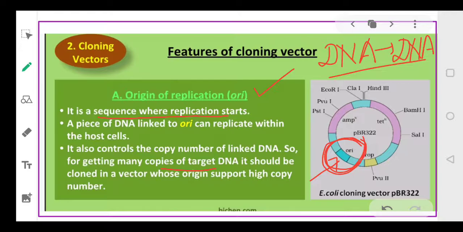So 3 things are very very important. ORI means it is a sequence where replication will start. Secondly, if you link any gene with the ORI, so when the host DNA will multiply, automatically your linked DNA will also multiply. Secondly, ORI also controls the number of copies to be formed for a linked DNA. So if we want large number of copies to be produced, we should link the DNA with an origin of replication that produces large number of copies.